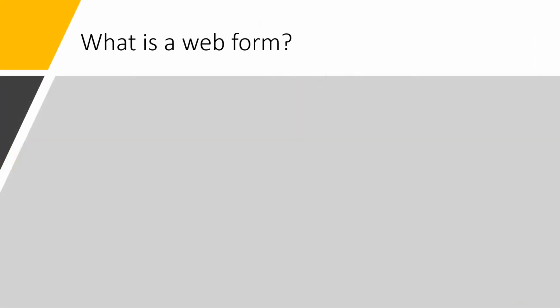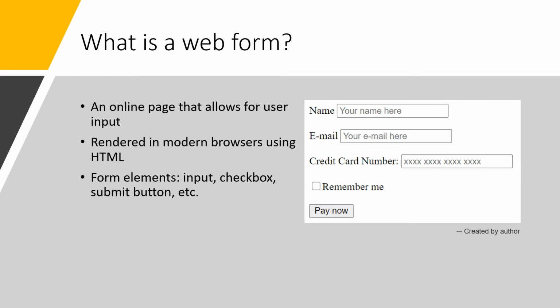So first, let's talk about web forms. What is a web form? A web form, also called an HTML form, is an online page that allows for user input. It is an interactive page that mimics a paper document or form, where users fill out particular fields like name, phone number, or email addresses. Web forms can be rendered in modern browsers using HTML or related web-oriented languages. A web form can also contain a combination of form elements, such as input, checkbox, submit button, and so on.